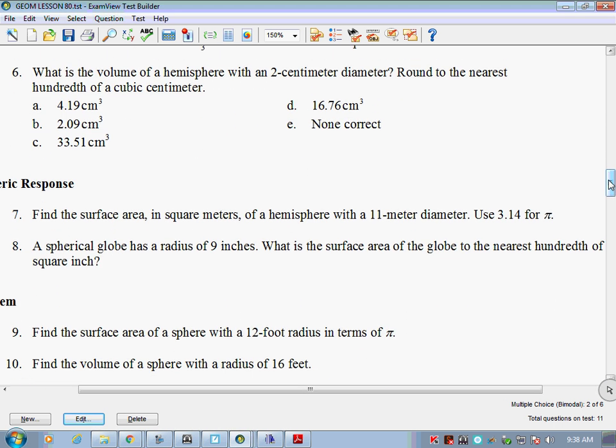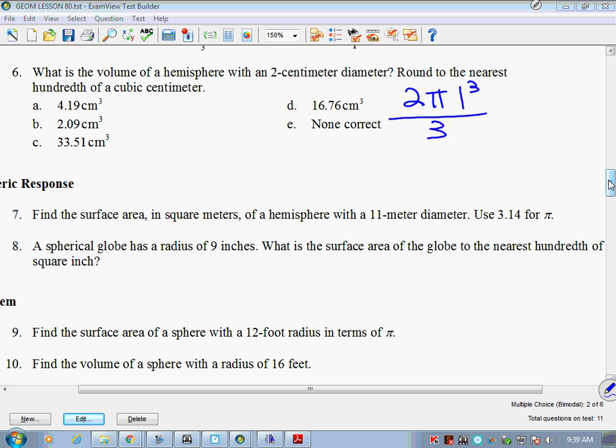Number 6, what's the volume of a hemisphere with a 2-centimeter diameter? Again, what word should pop out there as a red flag? Diameter. Round our answer to the nearest hundredth of a cubic centimeter. All right, what was the volume of a hemisphere formula? All right, what am I using for r here? 1.